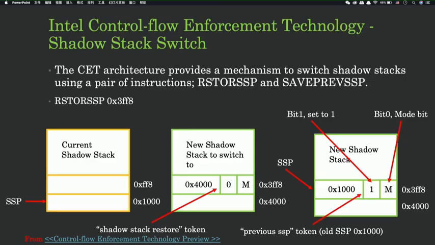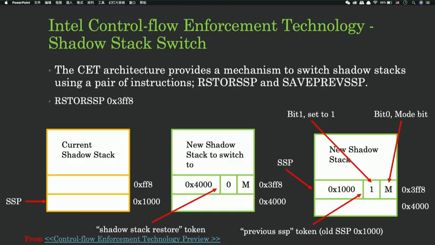Now let's look at this. First of all, we have the current shadow stack here, and then we are using restore SSP given an address. This is the new shadow stack we want to switch to. As we see, it points to here. At this location, it has what they call the shadow stack restore token. This restore token's bit is 0, and this part contains the address when this token was created. That means when this was created, at that moment, this is the shadow stack pointer.